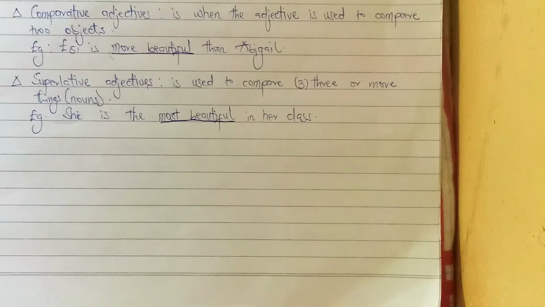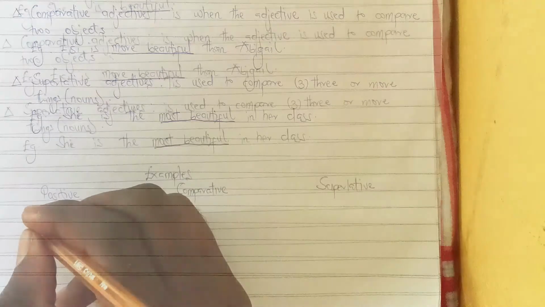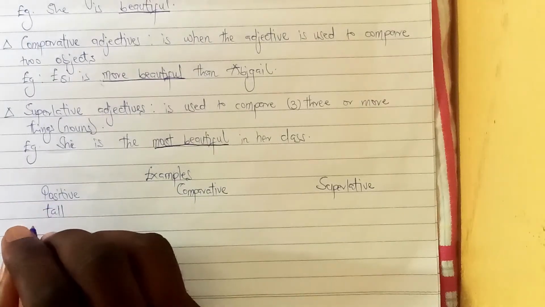So the first note is, if the descriptive adjective has one syllable, then we add er to turn it into the comparative form, and est to turn it into the superlative form. So when the descriptive adjective has just one syllable, for instance, tall has only one syllable, then if we want to change it to the comparative form, we add er to tall, and if we want to change it to the superlative form, we add est to become tallest. So let us now have examples under them.